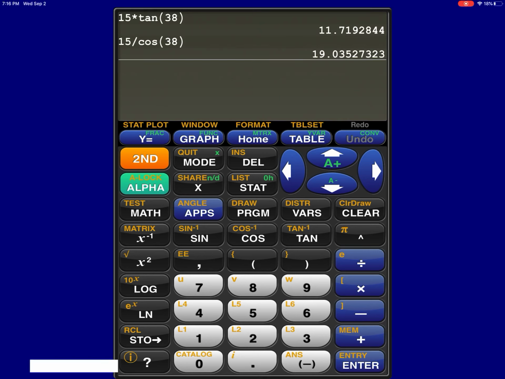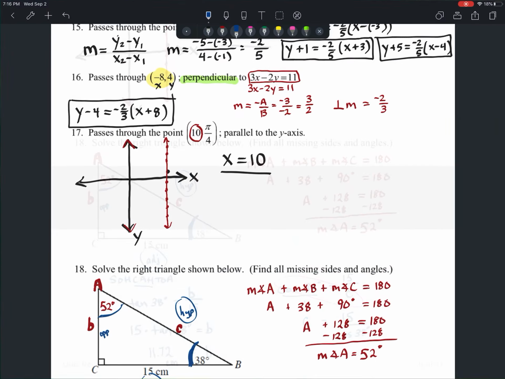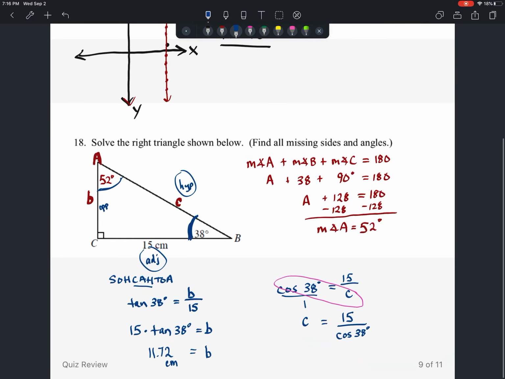We get 19.035. We'll just round it to 19.04 centimeters. And that's it. That one is done.